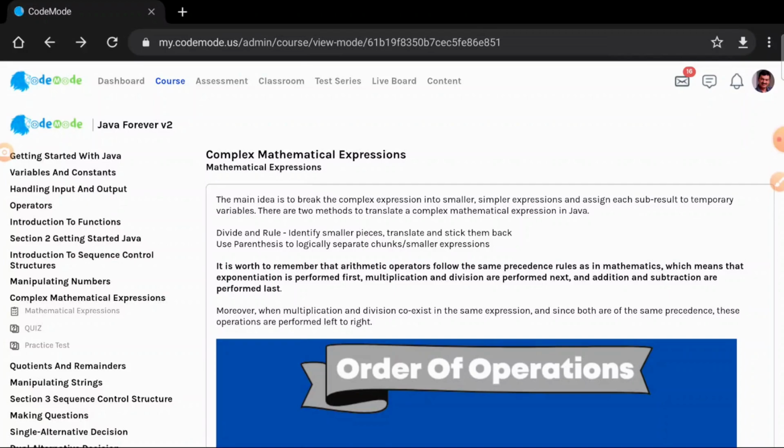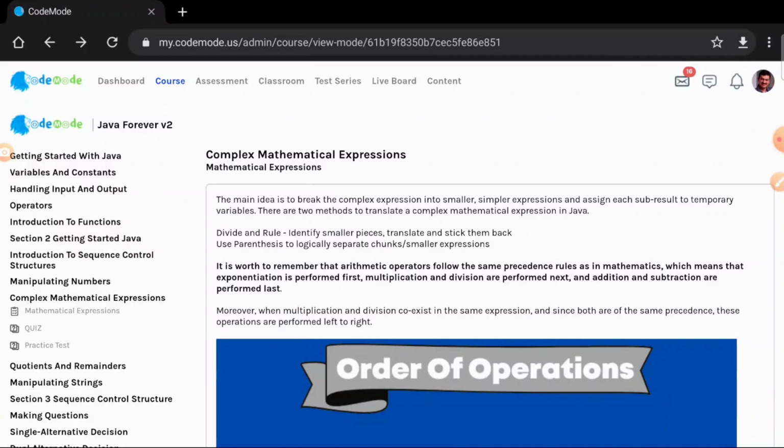Today we are starting a new chapter, and in this chapter we are going to learn about solving complex mathematical expressions, or converting a complex mathematical expression into Java. This is a very important skill, and it will use all the concepts we have learned in the past, right from number manipulation, some of the functions we have learned, the order of operation, all of that. It will be useful here.